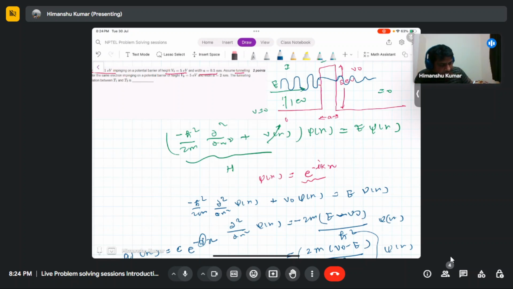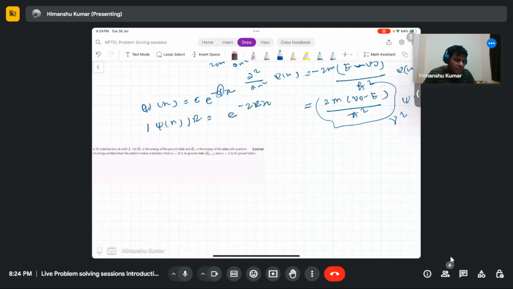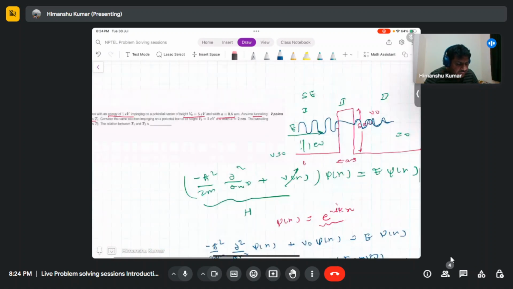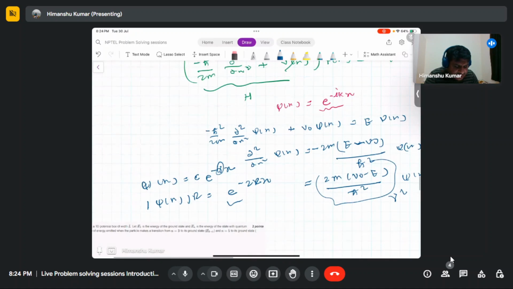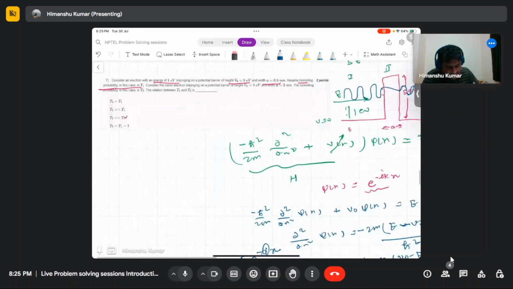So if you take the probability, you take the mod of psi x squared. This will become of the form e to the minus 2 gamma x. So this is basically the tunneling probability. Here x is the width of the barrier. So you need to consider two cases, where the width is less and where the width is larger. You will see when the width is less, the tunneling probability will be very high actually.